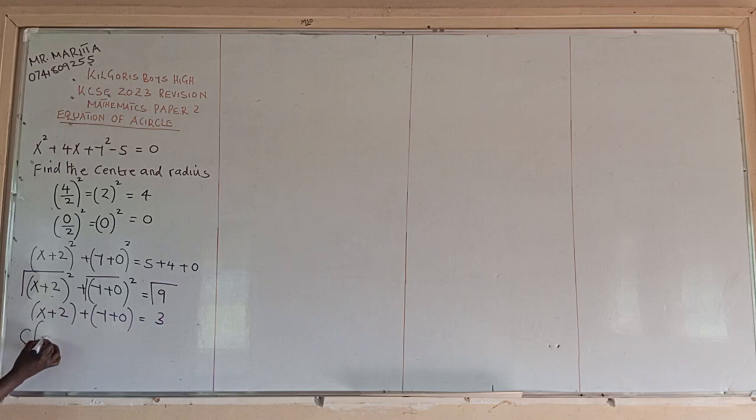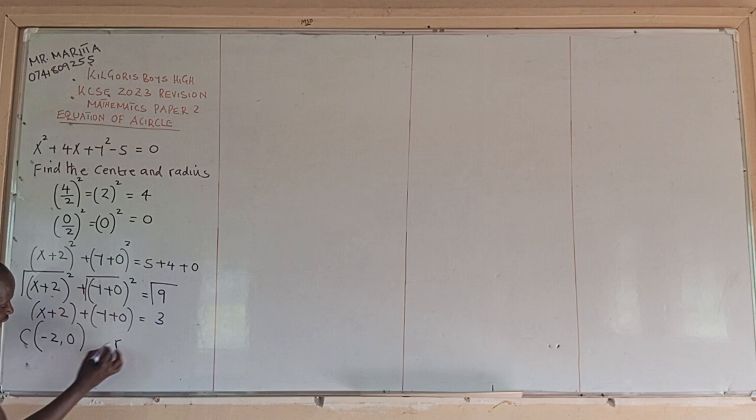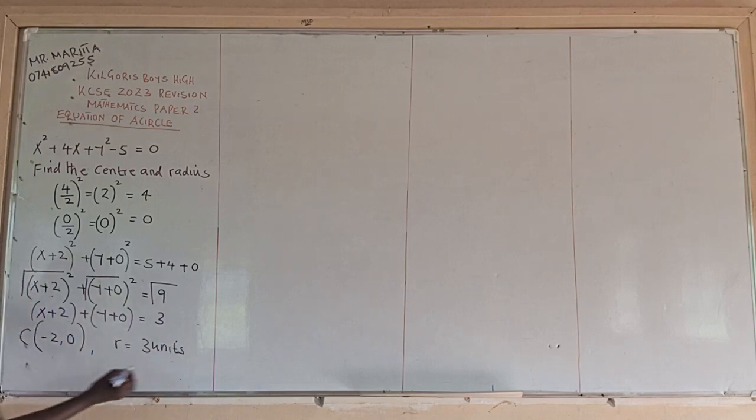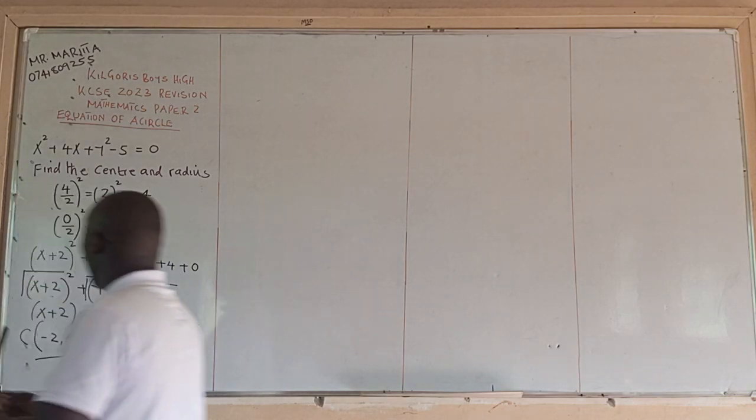You change it to a negative, comma, and this one here is 0. So we have the center as negative 2, comma 0, and the radius in this case is equivalent to 3 units. So this is the radius of the circle, and this is the center of that circle.